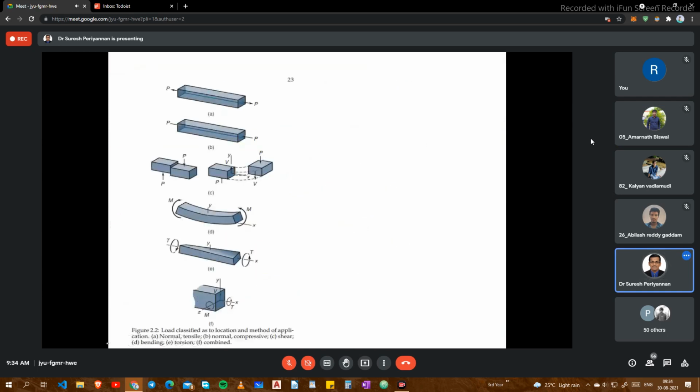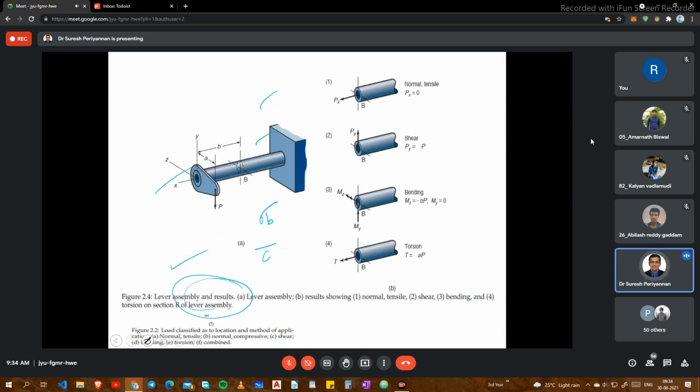Okay, this slide. This is tensile load. This is the compressive load. This is the shearing load. This is a bending moment, going to be a bending stress. This is a twisting moment, going to be a torsional shearing stress. This is a combined effect, meaning torsion and bending combined.